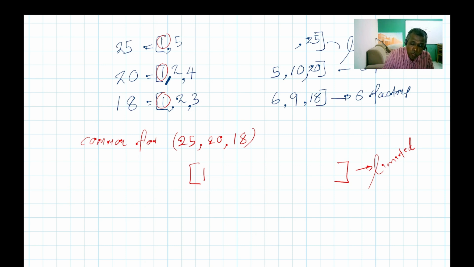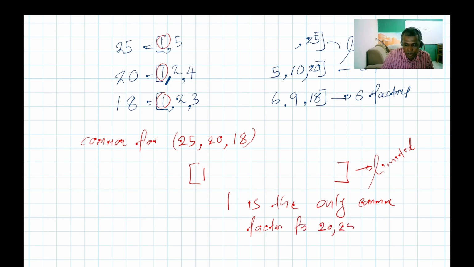That means 1 is the only common factor for 20, 25 and 80. What is the only factor that's coming for these numbers? So what is the highest common factor for this? That's already 1. 1 is the only factor for these numbers.